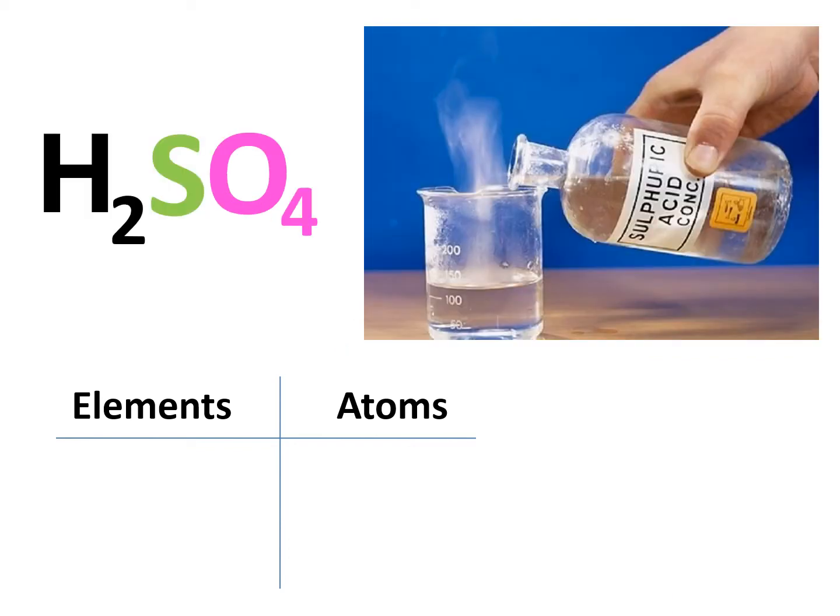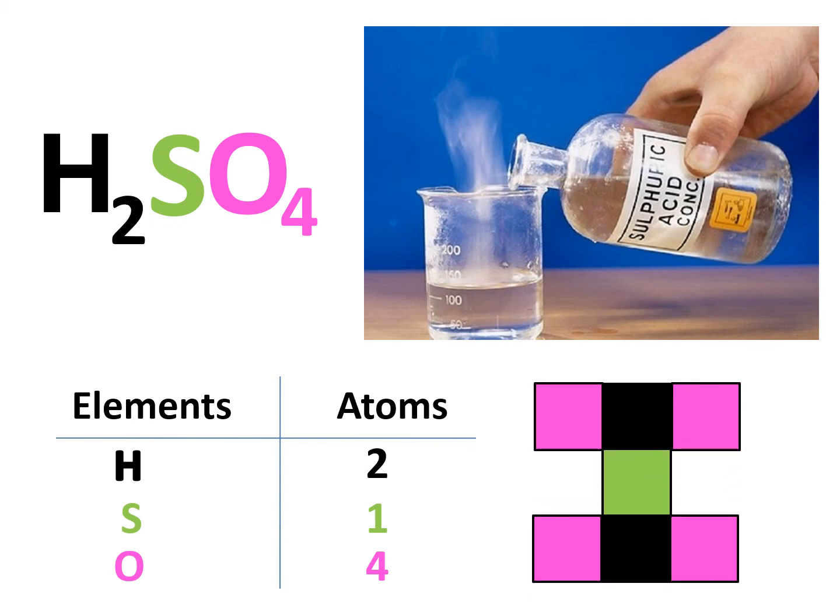Here we have some sulfuric acid. We've got H2SO4. How many elements do we have in H2SO4? Well, again, we're going to look at those capital letters. We've got a capital H, a capital S, and a capital O. So we have 3 elements. How many atoms of each element do we have? Well, here we're going to look at those numbers again. So we have 2 atoms of hydrogen, 1 atom of sulfur, and 4 atoms of oxygen in this compound for sulfuric acid.